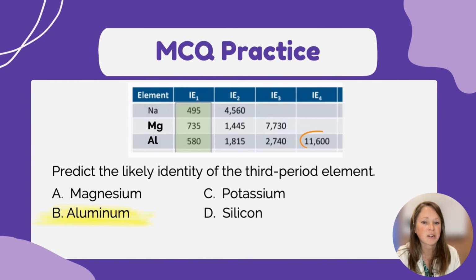You could use the same process here, looking at IE 2 versus 3 for that second row to identify that as magnesium. Noticing there's a huge jump after that second, indicating that this element has 2 valence electrons.